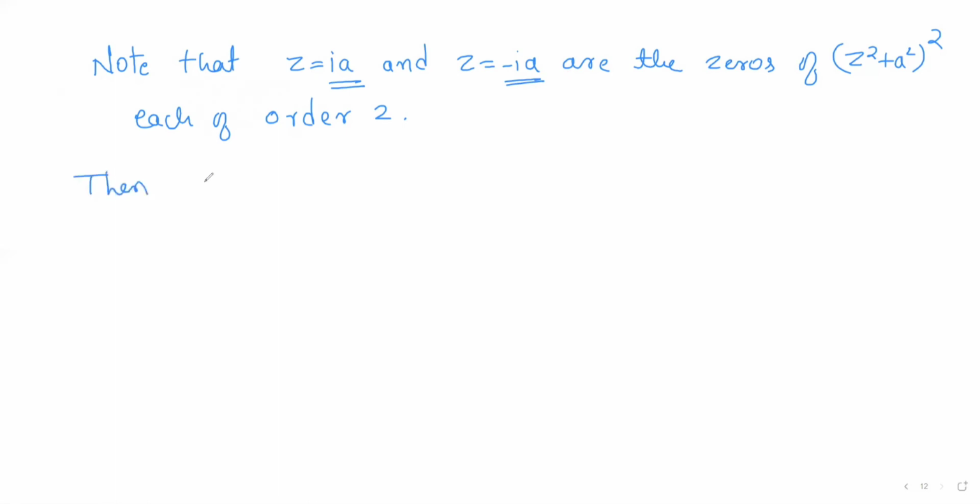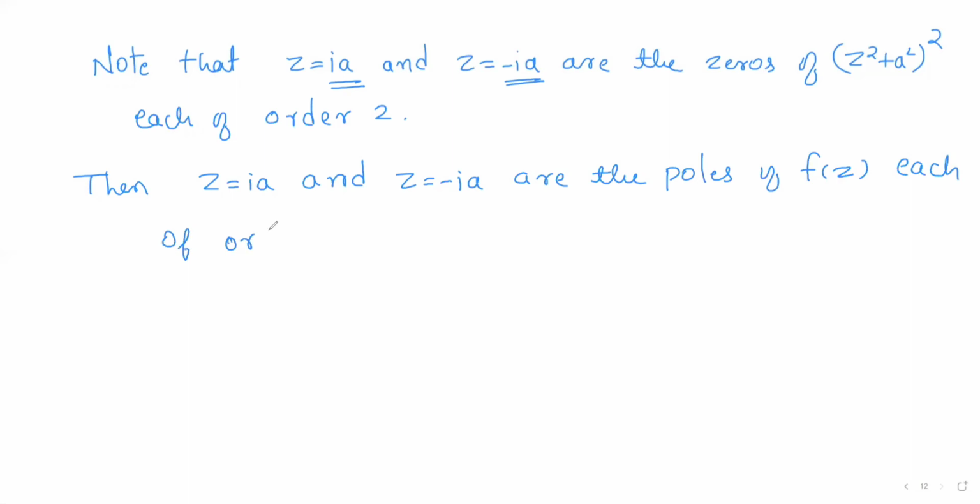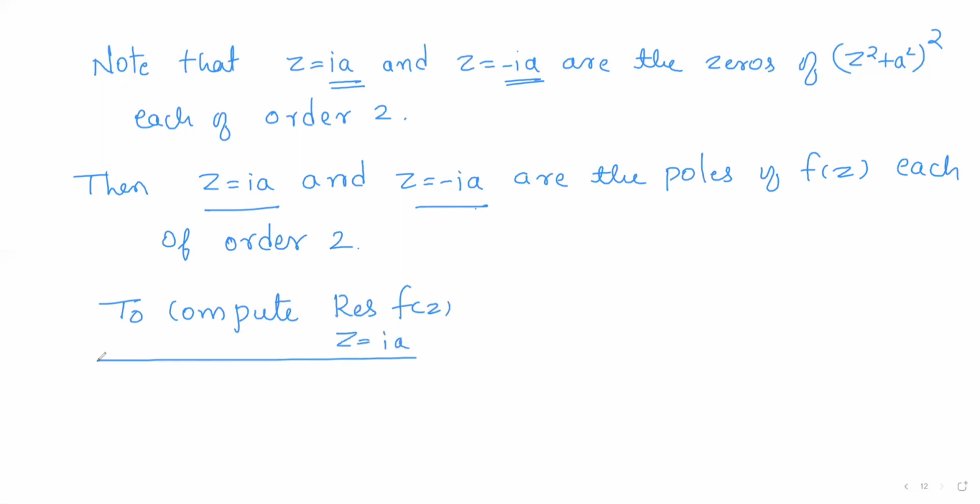So then z = +ia and z = -ia are the poles of f(z), each of order 2. So there are 2 poles for f(z), each of order 2. Now we shall calculate the residue at each of these poles using the formula. To calculate the residue of f(z), first we shall calculate at ia.